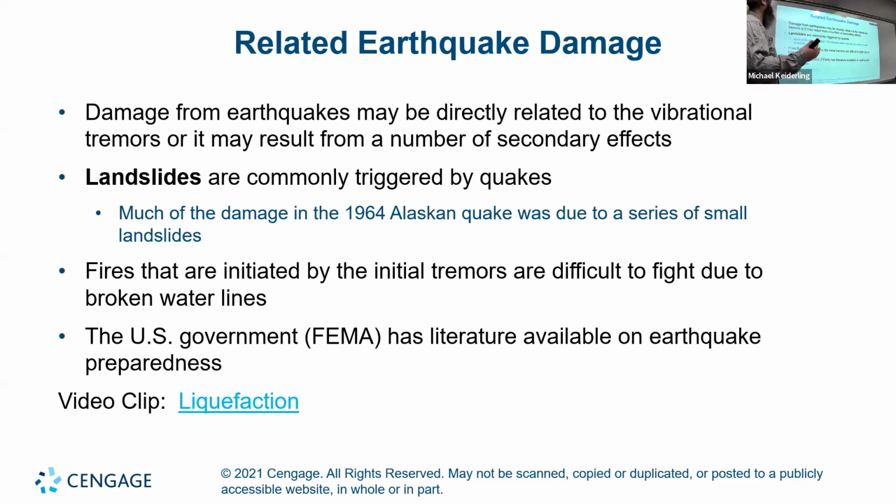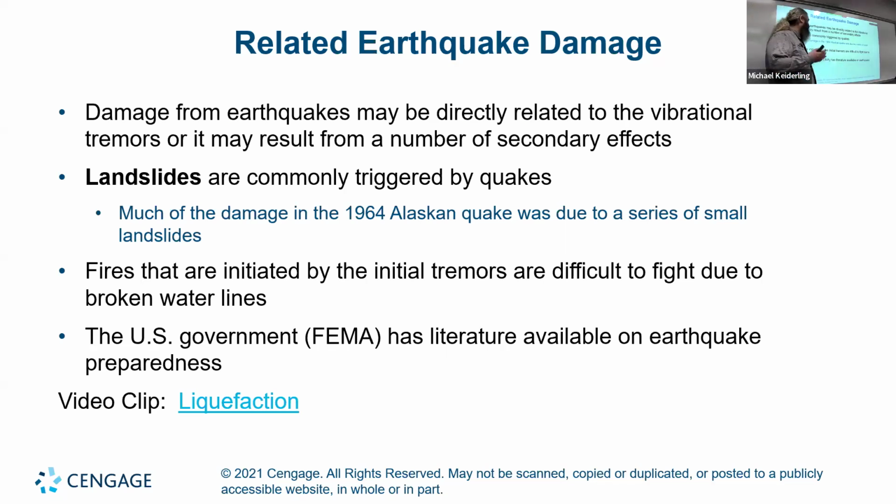So landslides are commonly triggered by earthquakes. A lot of the damage in the 1964 Alaskan quake was due to a series of small landslides. The 1964 Alaskan quake was the biggest earthquake in North America. And some of those landslides were crazy. They had whole neighborhoods slumped down and tilted over like 40 degrees. Fires initiated by the initial tremors are very difficult to fight due to broken water lines.